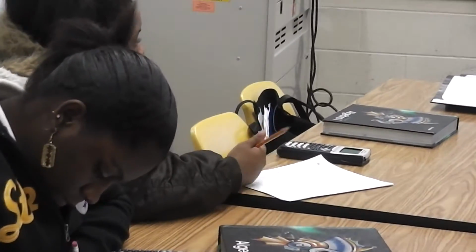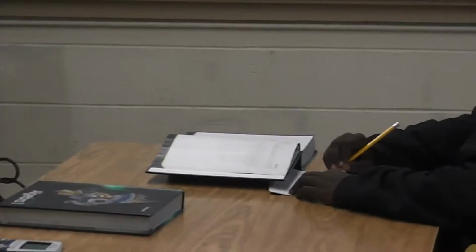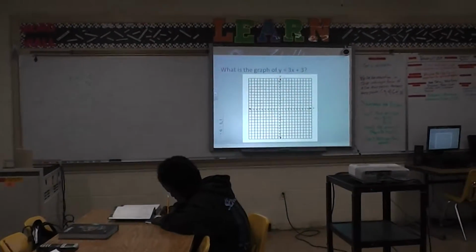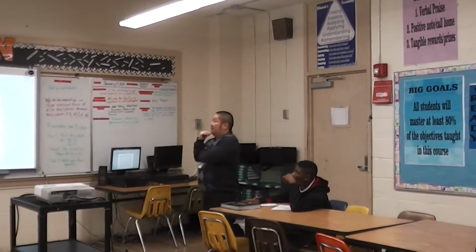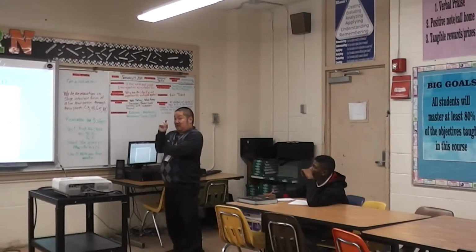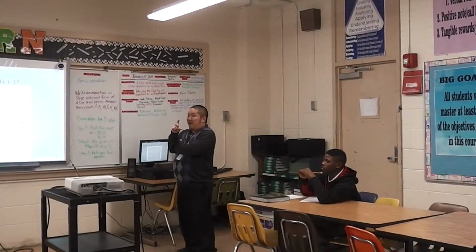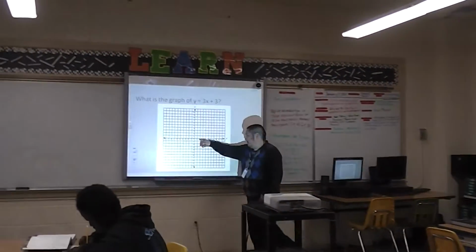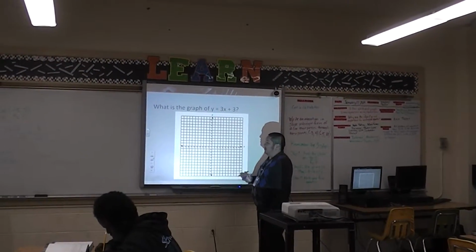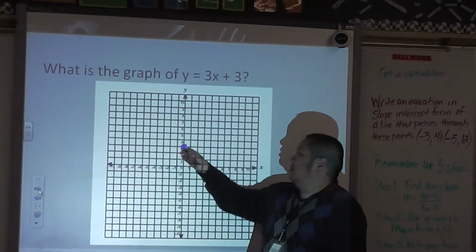So our equation is y equals 3x plus 3. What's the first bit of information that I can pull out that I can plot right now? The 3. Okay? And that's going to be on what axis? The X. I mean the Y. The y. Okay? So if I'm starting at 0, 0, how am I going to plot 3? Go up 3 spaces. Plot 3. Good.